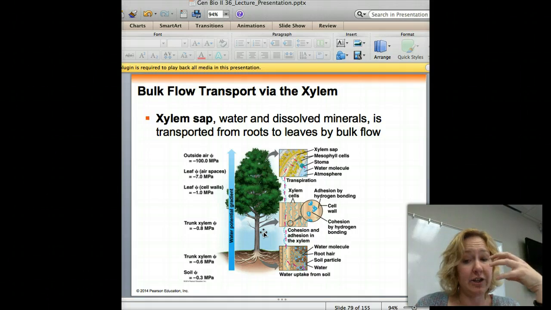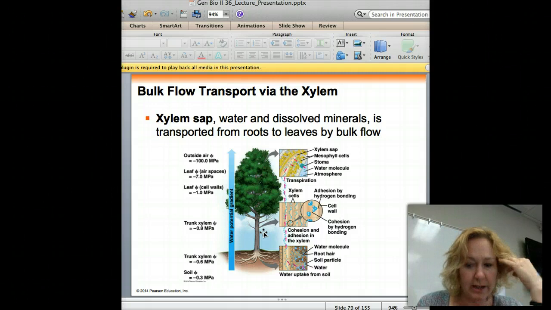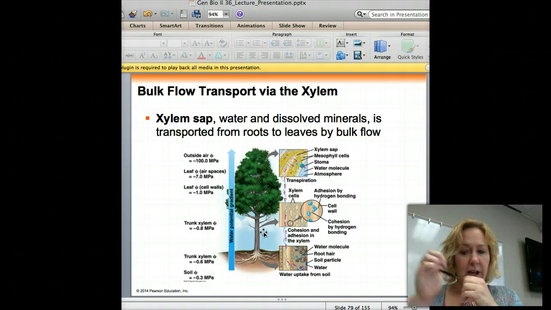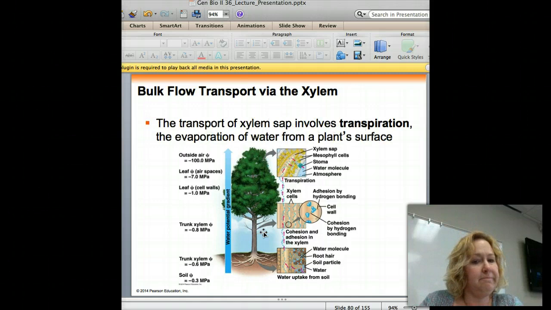Then you have adhesion by hydrogen bonding. So both of those things are happening by hydrogen bonding. It's causing them to stick to each other, and it's causing them to stick to the sides of the little dead straws. So it's sticking to the sides of the dead straws, they're sticking to each other, and they're pulling each other up through transpiration. Again, it's all about transpiration.